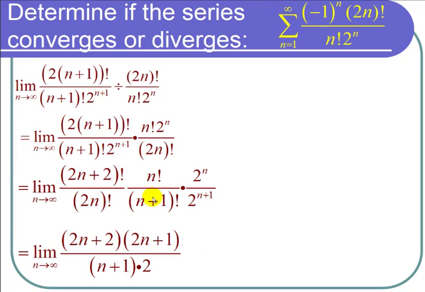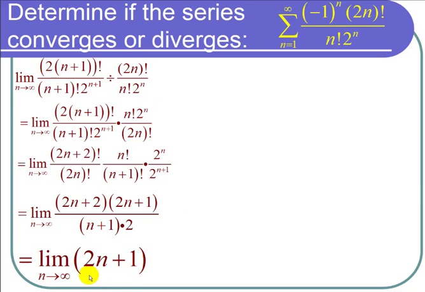Also, the n factorial over n plus 1 factorial, again, everything cancels except for the n plus 1 in the denominator. The n times n minus 1 times n minus 2 all the way to 2, all those cancel. Also, 2 to the n over 2 to the n plus 1, that's just 1/2. So I'm just left with 2n plus 2 times 2n plus 1 over n plus 1 times 2. But check this out. N plus 1 times 2 is 2n plus 2. So our 2n plus 2's cancel, and I'm left with the limit as n approaches infinity of 2n plus 1.